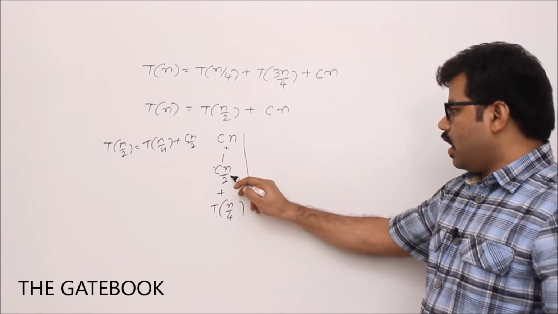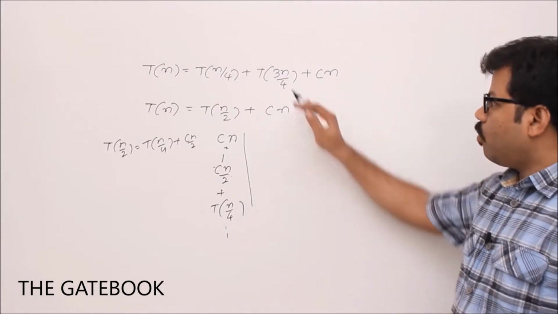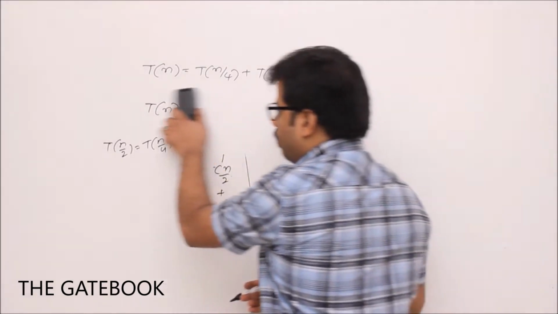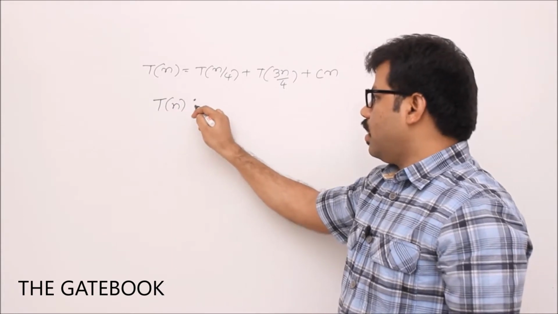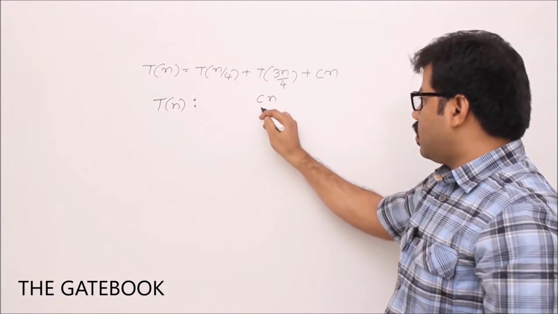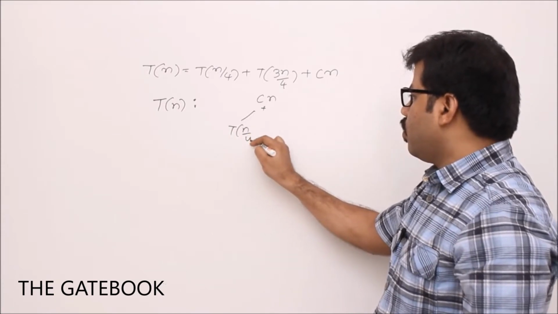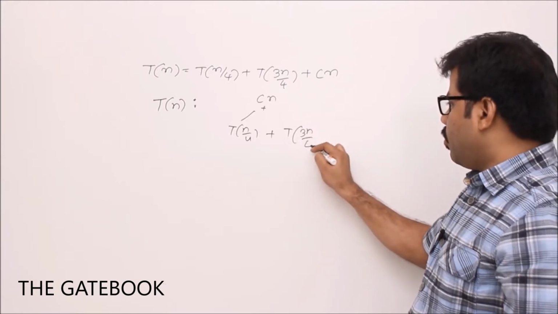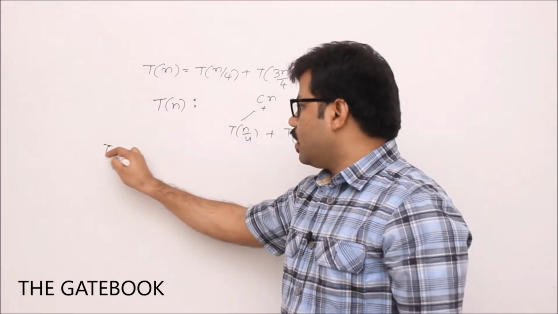See, Cn plus Cn by 2 plus the value given by T of n by 4, I can extend it. In the same way I am going to extend the recursion tree for T of n by 4 plus T of 3n by 4. First, T of n is the root, correct? So in this one, what is the value we have? Cn plus the value given by T of n by 4, let's write T of n by 4, plus the value given by T of 3n by 4, let's denote it by T of 3n by 4. Now, how much value is given by T of n by 4? Let's write the recurrence relation and understand.